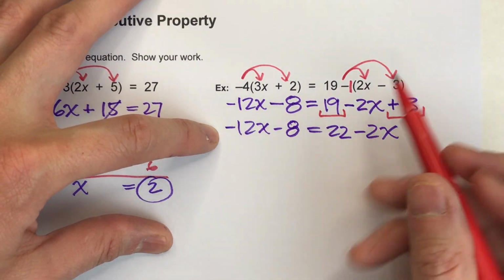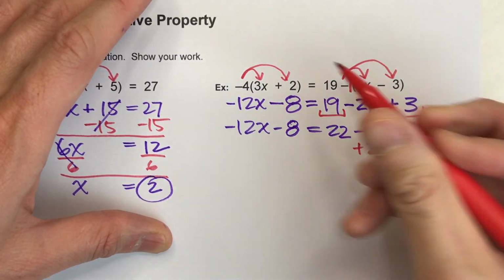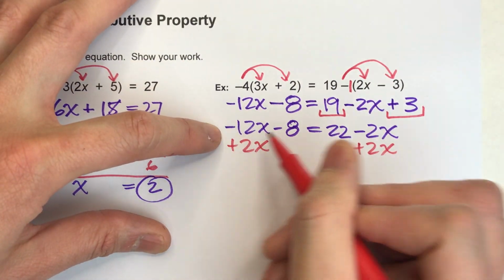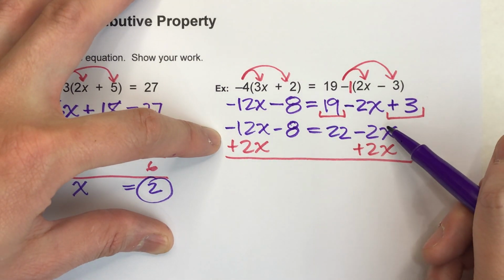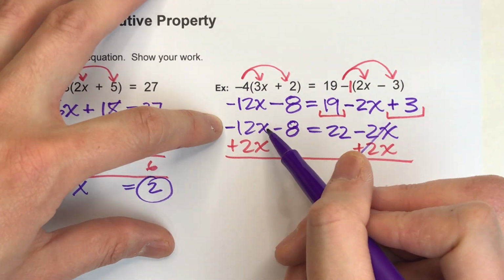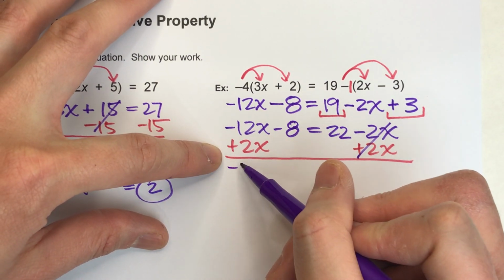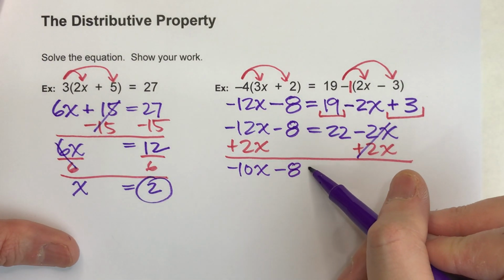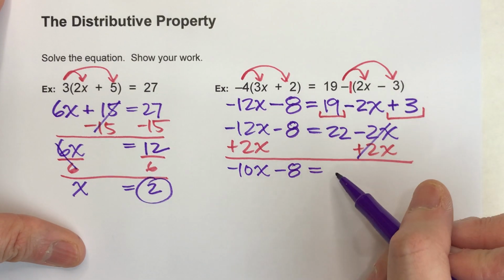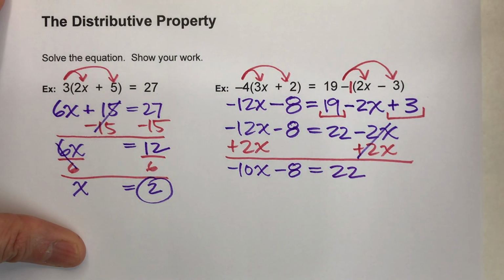We've got x's on both sides. I'm going to add 2x to both sides. You could add 12x to both sides, but I'm going to keep the x on the left-hand side for simplicity. Here we go. Negative 12x plus 2x is negative 10x. My minus 8 drops down. My equals drops down. On the other side, just 22 is left.